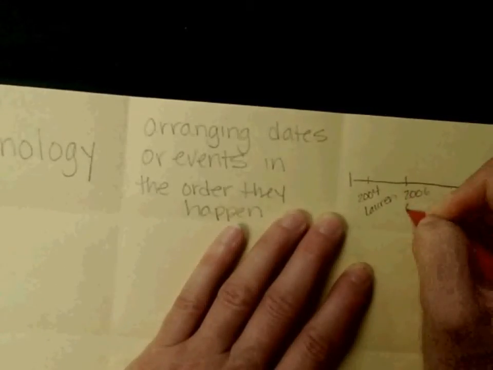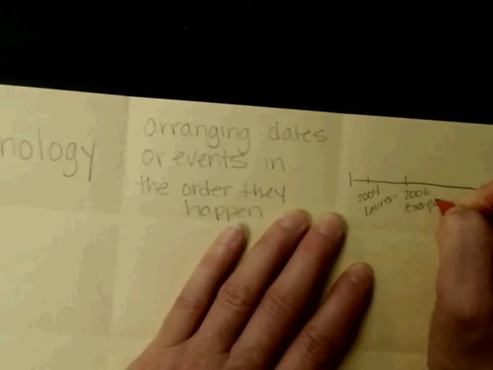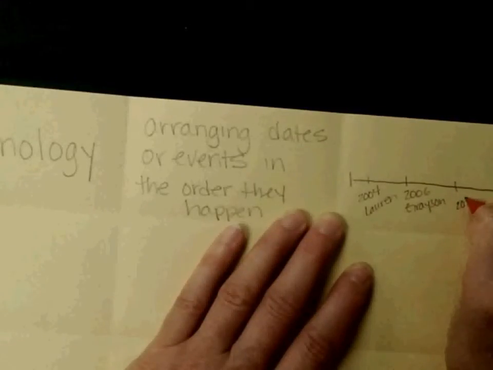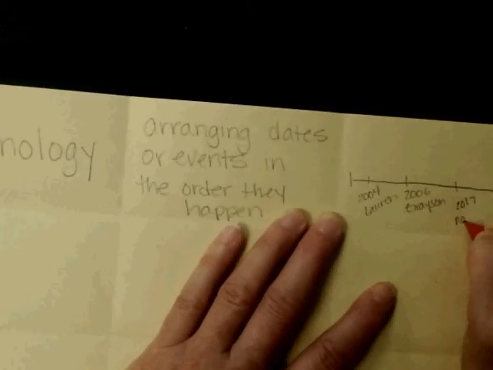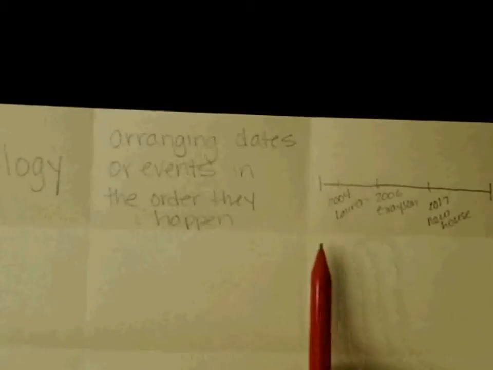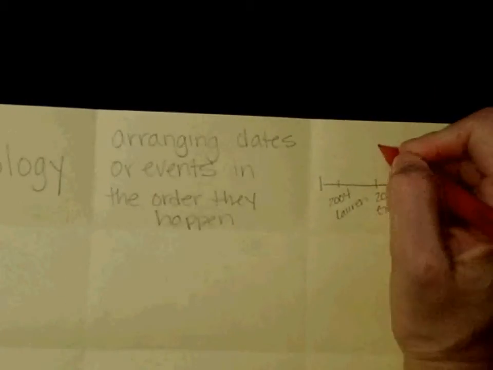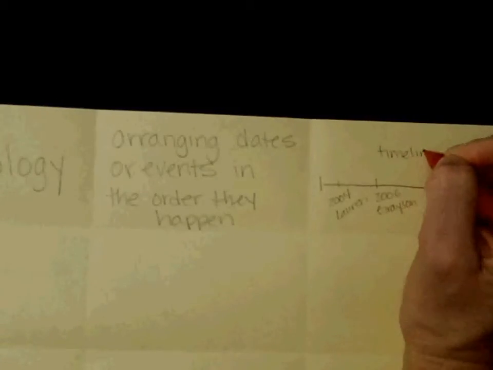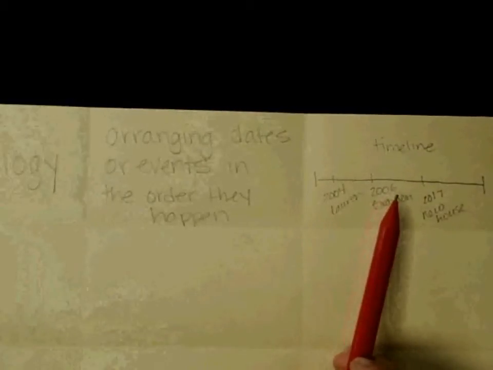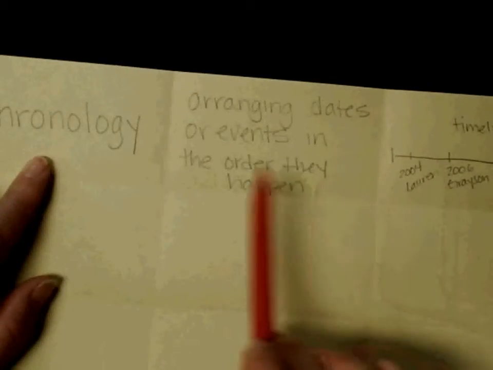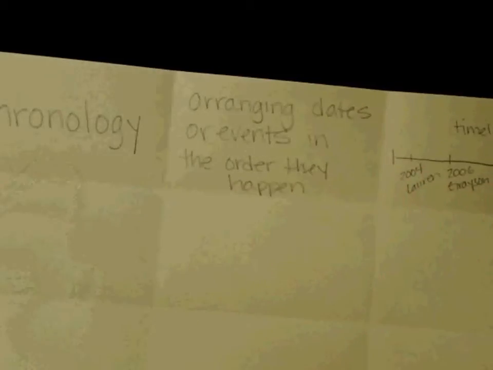2006, Grayson, 2017, new house, or whatever events I want to put. You don't have to put my events, but just a timeline. A timeline should be one of those things that remind you when you think of chronological order or chronology, think of a timeline. You're putting events in order by the date in which they happened. So that's what chronology is.